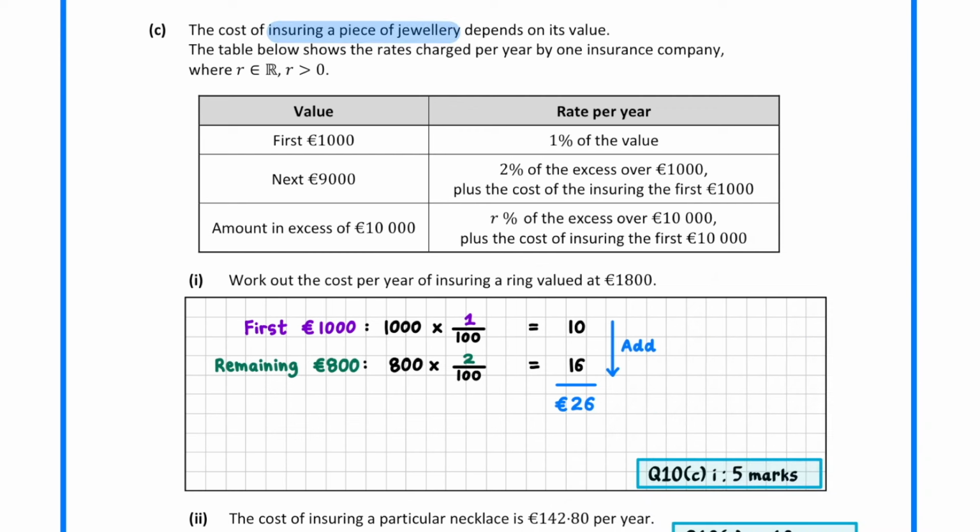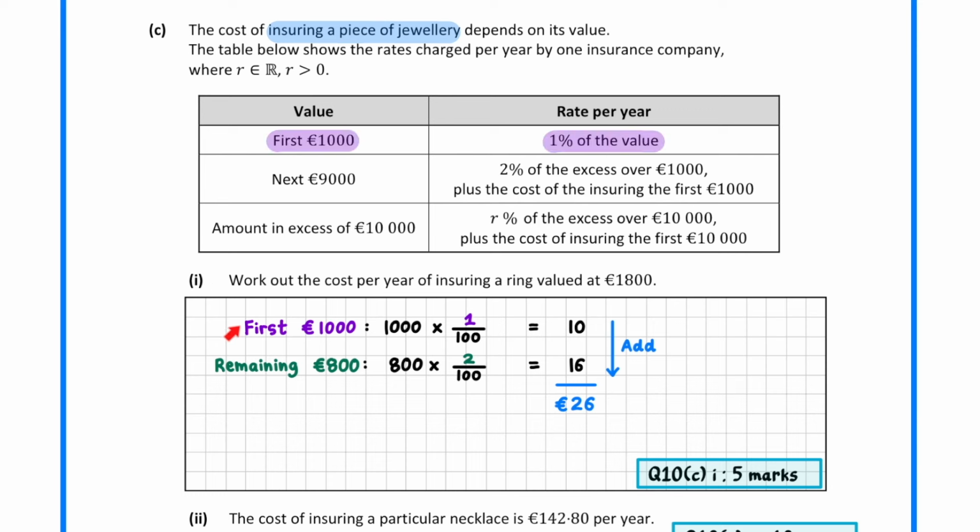In C, we are given a table which details the cost of insuring jewellery. In part 1, we must work out the cost of insuring a ring valued at €1,800.